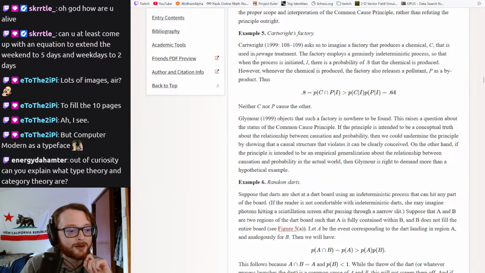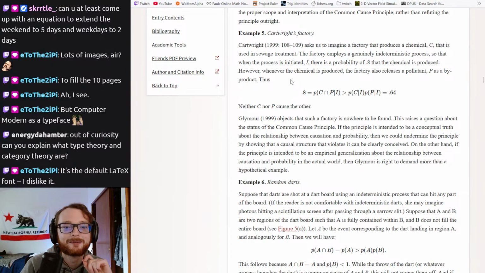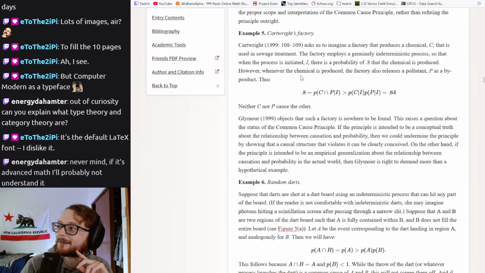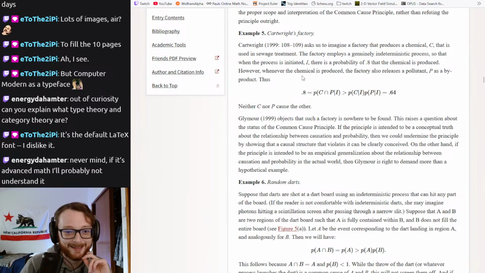Explain what type theory and category theory are. Oh gosh, those are two very high level niches in math. I don't really know the first thing about either of them. Yeah, I'm sorry. I think I just can't do it. Those two things are really out there and abstract as I understand them.